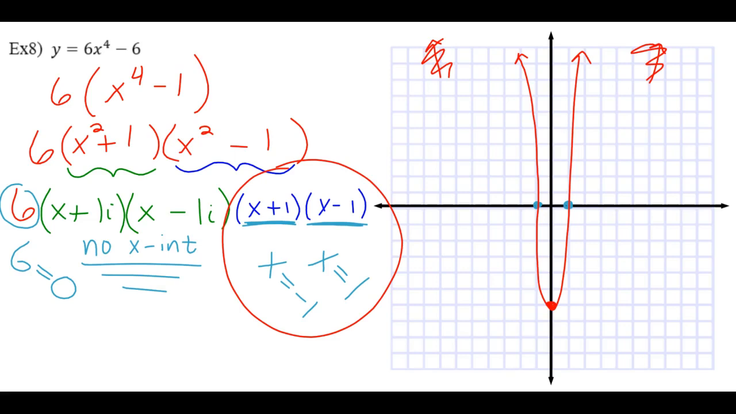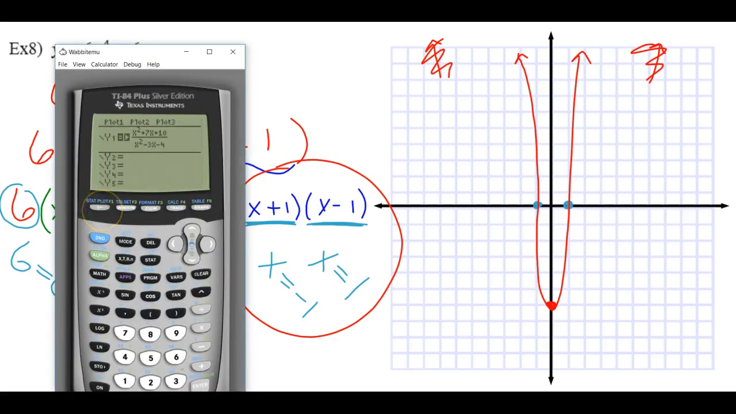Everyone graph it in your y equals scope. So go to y equals and double check your work. 6x to the 4th minus 6. So y equals 6x to the 4th minus 6. Which was similar to a parabola, right? Now it's not a quadratic, it's an x to the 4th power, but you can see they're pretty similar.